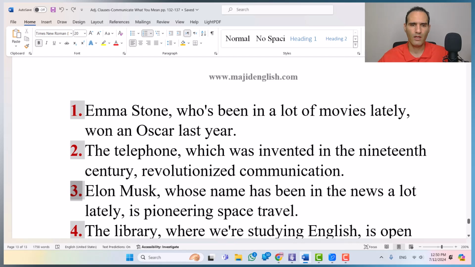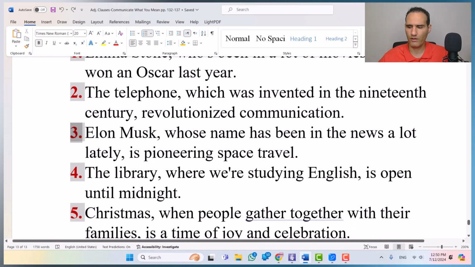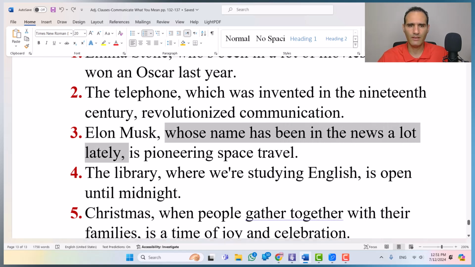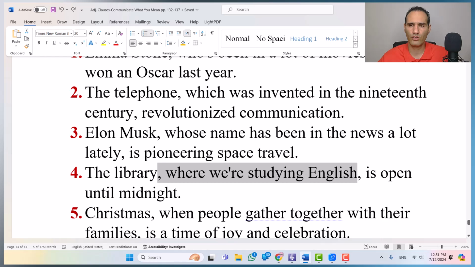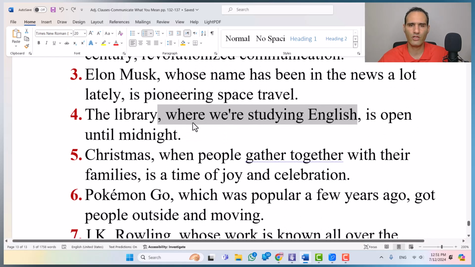Unnecessary. Elon Musk, unnecessary. Everybody knows him. Whose name has been in the news a lot lately, is pioneering space travel, is among the first who is doing that. The library where we're studying English is open until midnight. So the speaker and the hearer, both of them know which library they are talking about. That's why unnecessary adjective clause. One sentence in isolation doesn't make sense, whether it is necessary or unnecessary, unless the noun is a proper noun.